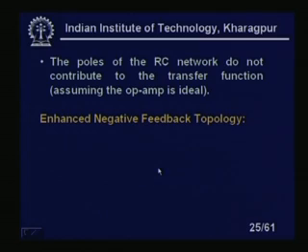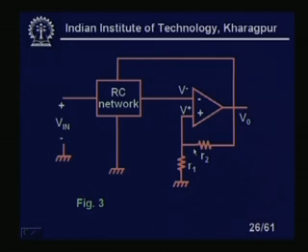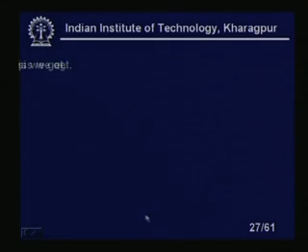So, let us look at the enhanced negative feedback topology. We have seen that in the enhanced negative feedback topology, the circuit is slightly different. There we have the RC networks in the negative feedback path, but we are giving some positive feedback also in the circuit. This is similar to the negative feedback topology, with the only difference that there also exists a positive feedback. So, we are giving a certain amount of positive feedback, right. We will see that we will get some tremendous advantage by this circuit.